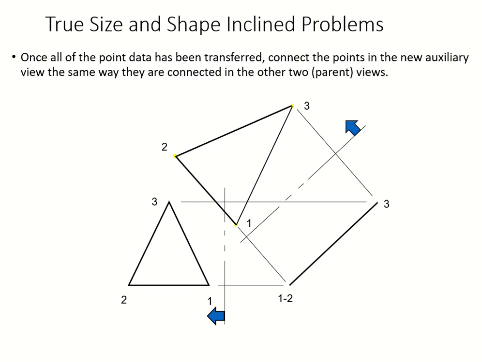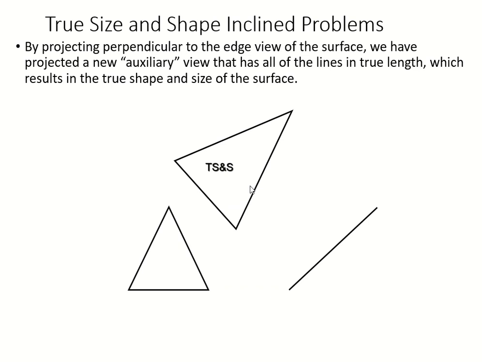Okay, so here we are. This is our new auxiliary view, and make sure you erase all of your transfer lines in between the three views. And we call this a true size and shape because it resulted in it. Okay, well, that's it for the true size and shape incline problems.